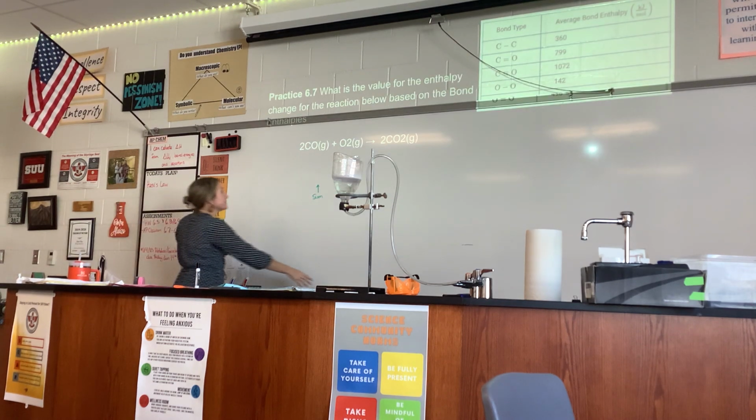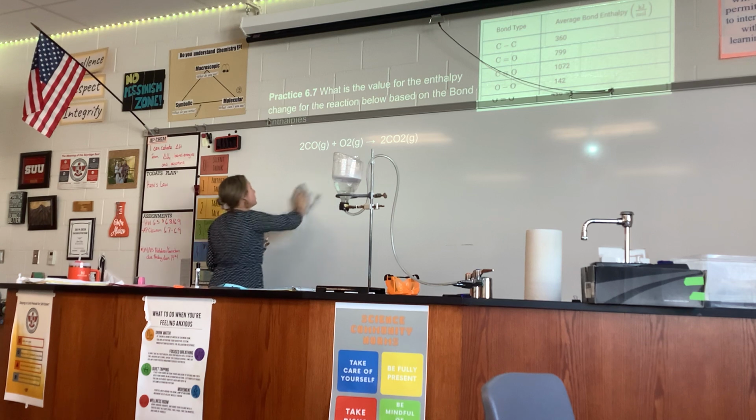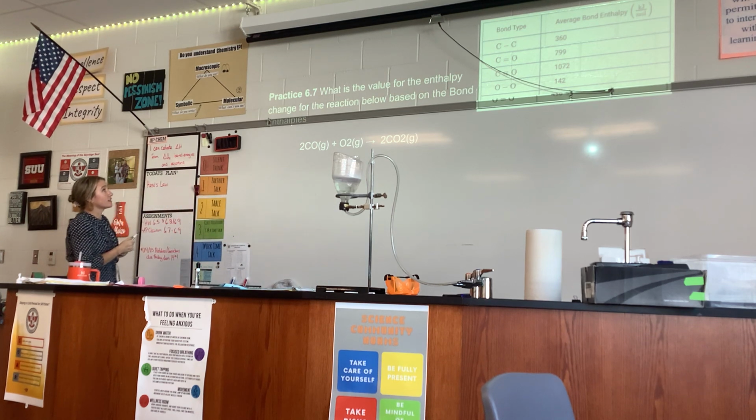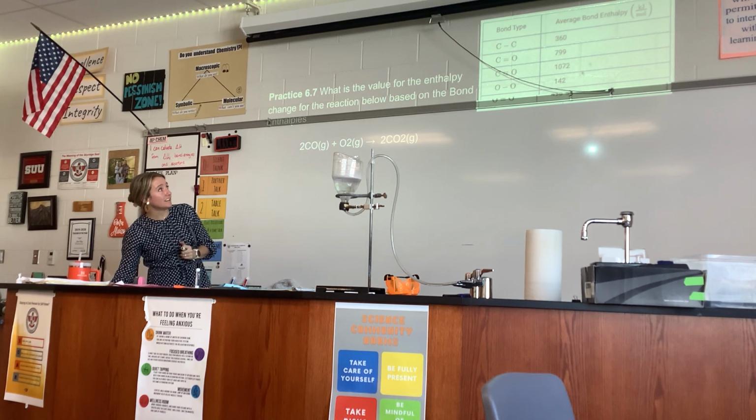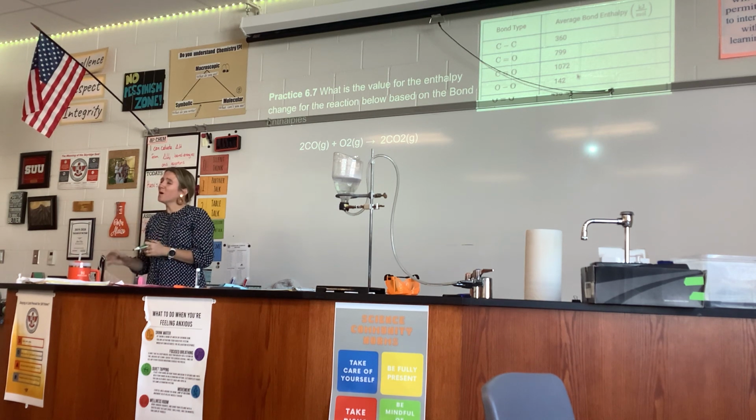Okay, so our problem here says, what is the value of the enthalpy change for the reaction below based on the bond enthalpies? Once again, context clues. Our context clues is they give us bond enthalpies, and so we're going to use the equation we just saw. Oh, side note, that equation is not on your formula sheet. If you want to make note of that, hopefully it's a simple one because it's just bonds broken minus bonds formed, but it isn't on our formula sheet.